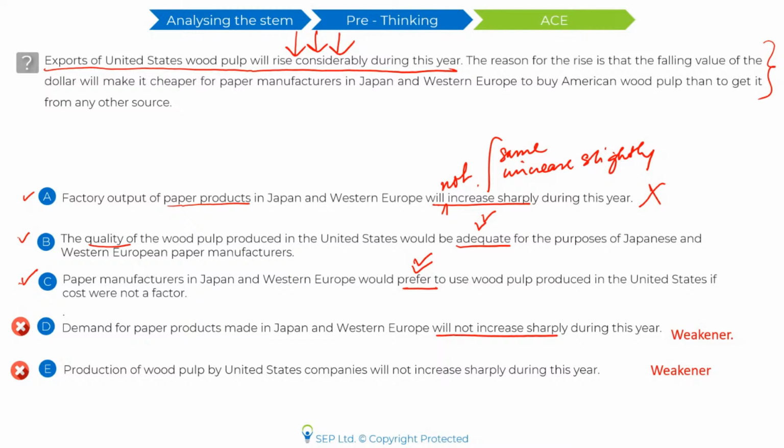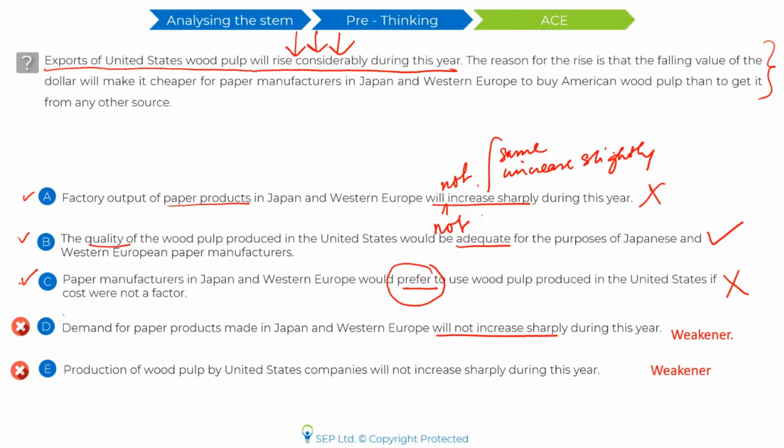But if the quality of wood pulp is not adequate, that means it is not even sufficient, then why would the Japanese buy from the US? So this is definitely necessary. Even if the Japanese don't prefer buying from the US, let's say they don't like the US and they don't want to buy from them, but because US wood pulp is the cheapest, they might still buy. So preference is also not a necessary condition for the conclusion.